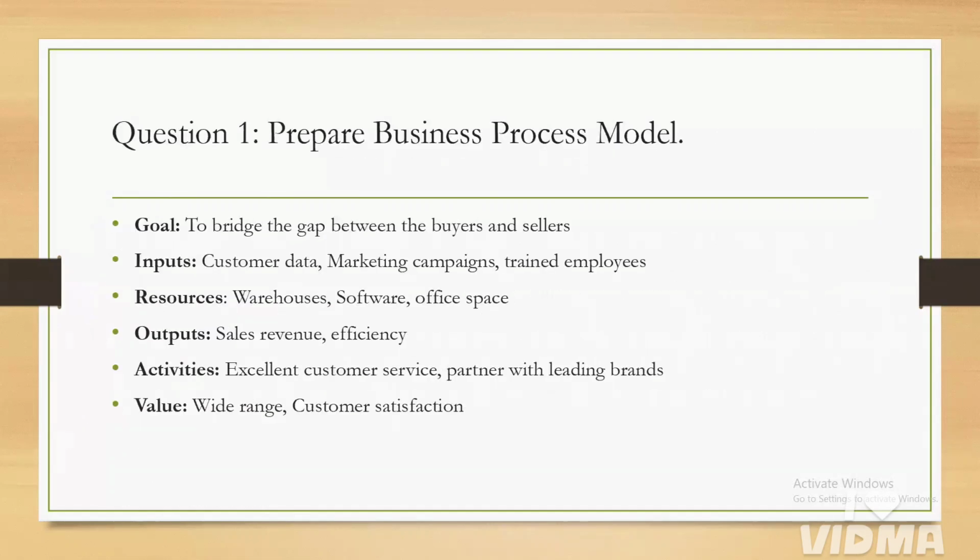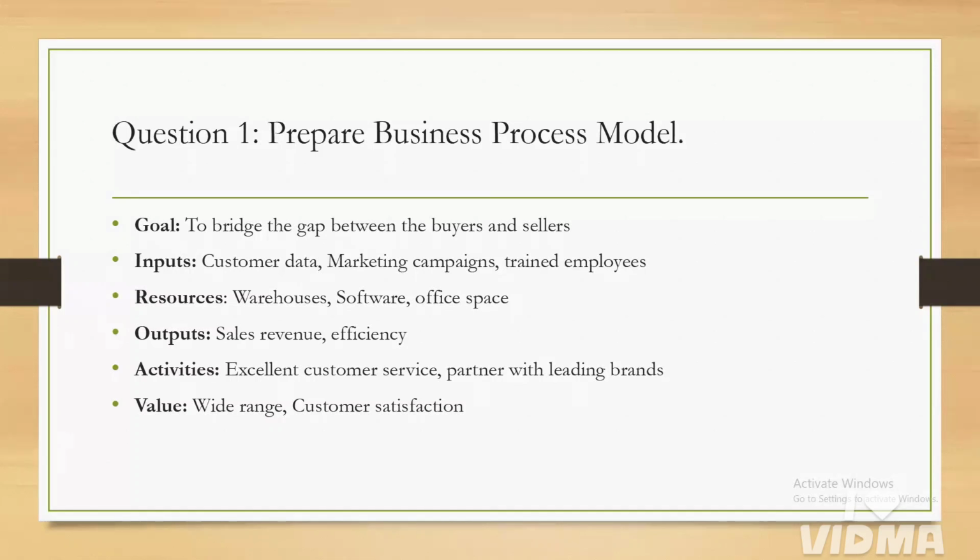And the first question they will be providing is to prepare a business process model. The business process model is nothing but finding out the goals, inputs, resources, outputs, activities, and value created for the end customers. So these are the things we will be finding out in this business process model. The goal is to bridge the gap between the buyers and the sellers, and the inputs we are giving are customer data, marketing campaigns, and trained employees.